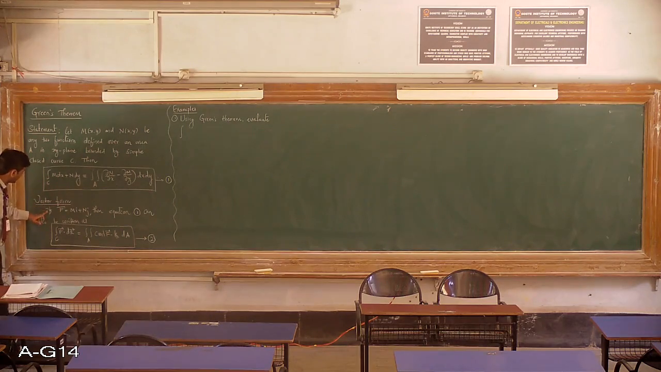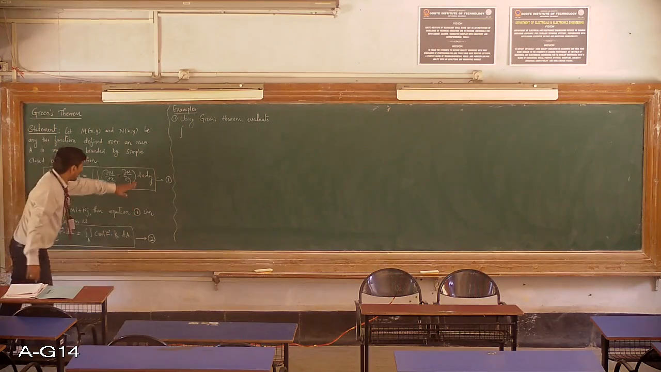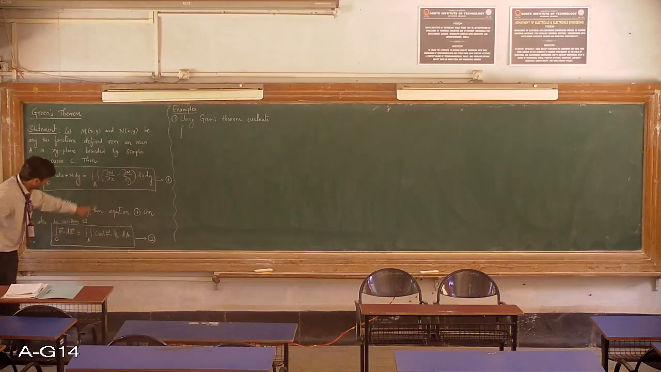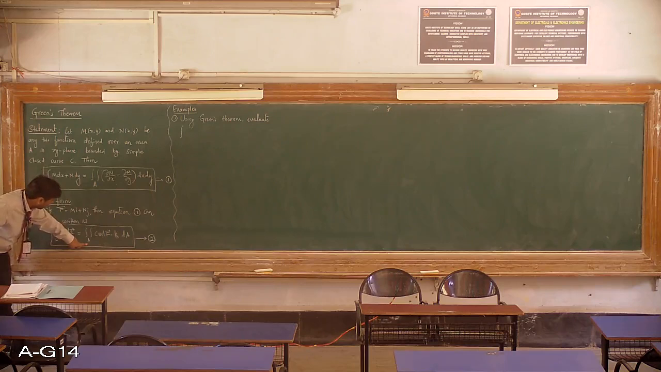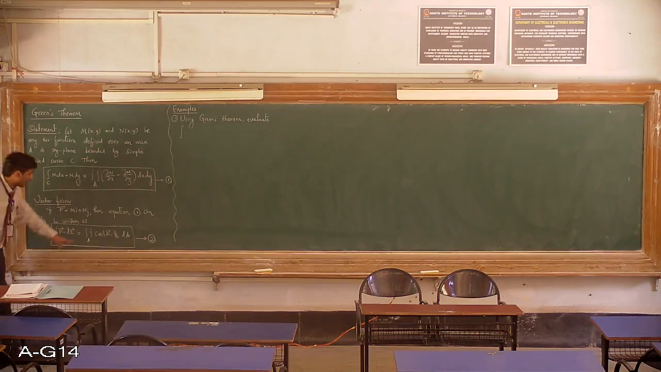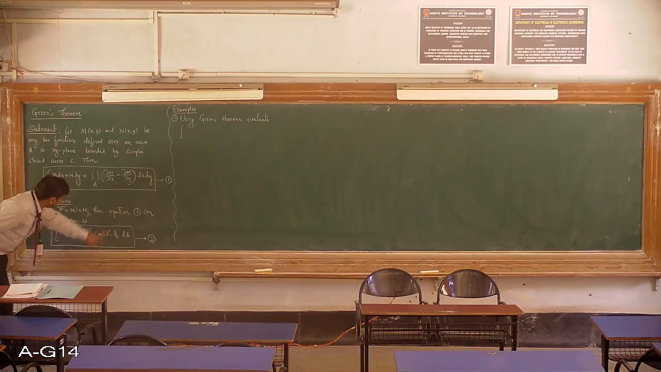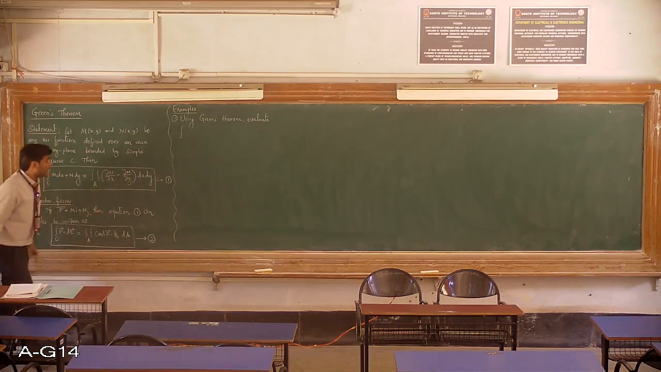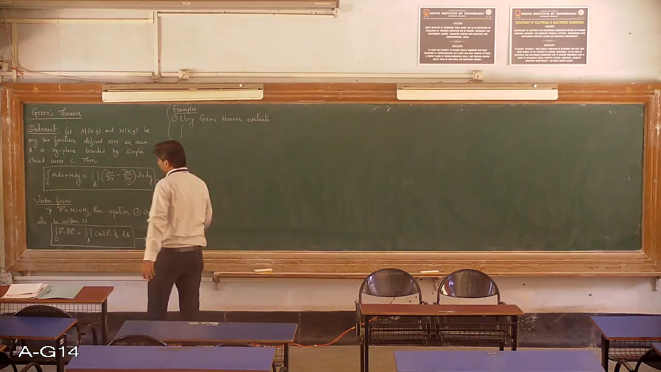Vector form is this: if F equals M i plus N j, then equation 1 can also be written as the integration over curve C of F dot dr, which is equivalent to the LHS of equation 1. And this is equal to the double integration over area A of curl F dot k dA. dA means dx dy, that one can very easily understand. So curl F dot k yields ∂N/∂x minus ∂M/∂y. Therefore equation 1 and equation 2 are both the same.